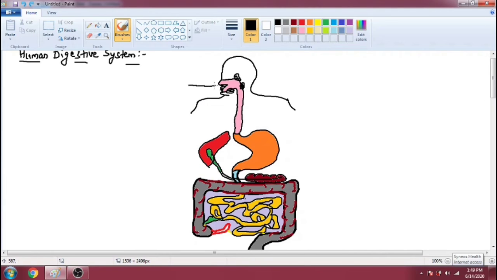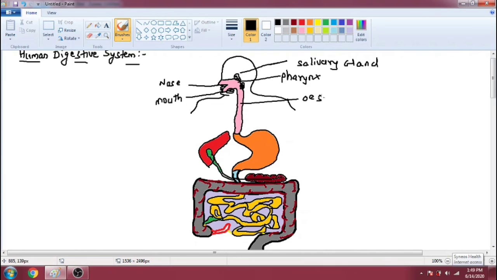Now let's do the labeling of the entire digestive system. One we call the nose, then we have the mouth. Nose and mouth both open into a common opening, and that common opening is called the pharynx. The pharynx leads to the food pipe, and these are the salivary glands which secrete saliva. Then we have the esophagus. The esophagus shows peristaltic movement, that is very important.